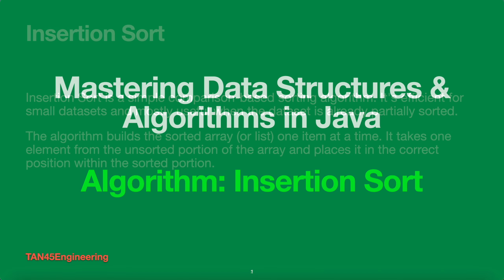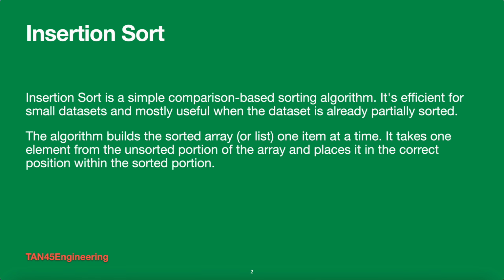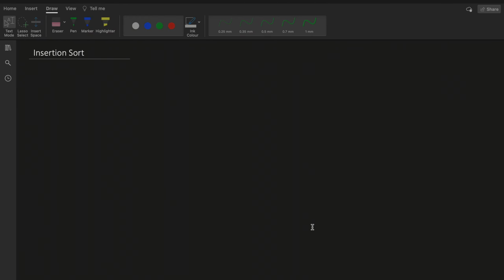So let's get started. Insertion sort is a very simple comparison based sorting algorithm, just like bubble sort and selection sort. It's efficient for small data sets and mostly useful when the data set is already partially sorted. Unlike selection sort, if the input is already sorted, insertion sort will not perform its operations. The algorithm builds the sorted array or list one item at a time. It takes one element from the unsorted portion of the array and places it in the correct position within the sorted portion.